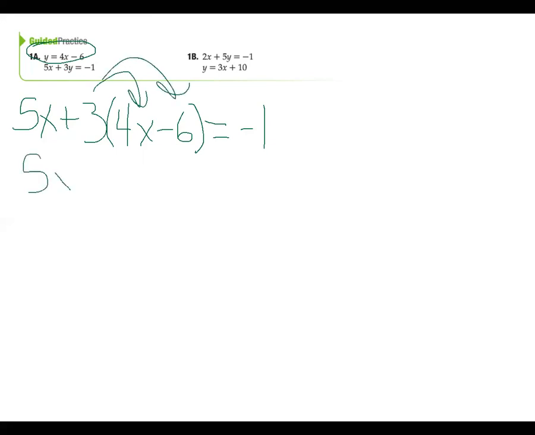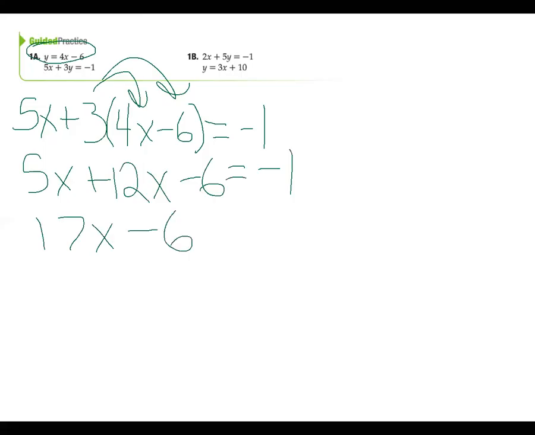So you'd have 5x plus 12x minus 6 equals negative 1. So you'd have 17x minus 6 equals negative 1. And then you'd add 6 to both sides. You get 17x equals 5. And then divide both sides by... Did I miss something? Oh, I see what I did. This is really getting weird.